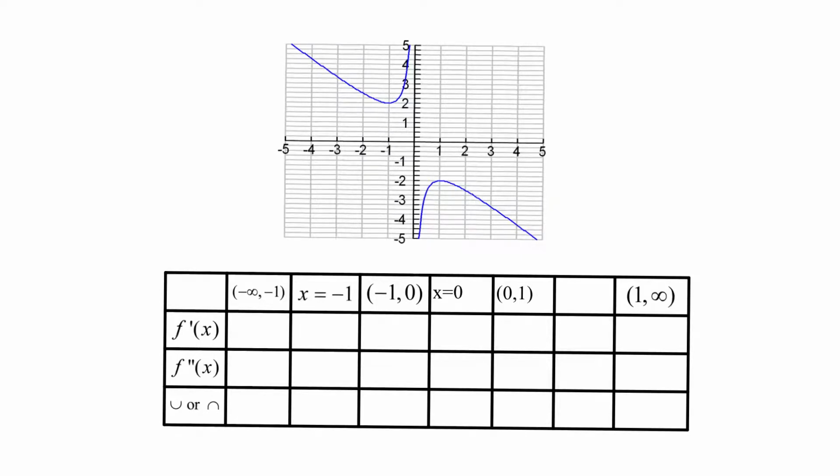So now would be a good time to pause the video and analyze this graph and see whether you can fill in the signs or the blanks in the following first derivative, second derivative, and the concavity.